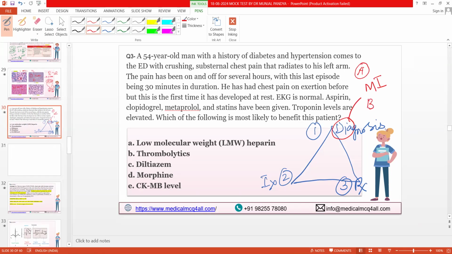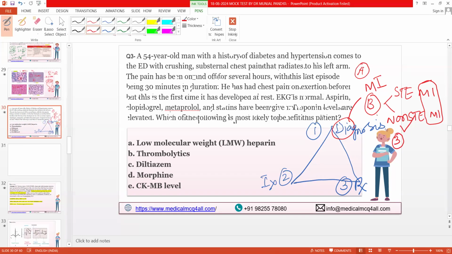Now tell me, which MI? There are two MIs, no? STEMI, there is an MI. Non-STEMI, there is an MI, right? So MI is the same, STEMI or non-STEMI. So which is this? Everything is in the scenario. If you read it, non-STEMI. Okay, wonderful. This is non-STEMI, exactly. Now, third question: why not STEMI, and why is it non-STEMI?